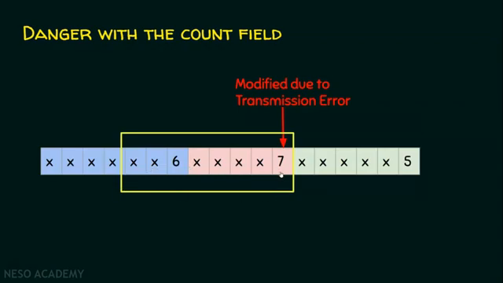But actually this is not the frame that was created by the sender. When the receiver treats this as a frame, that is frame number 2 in this case, this is a framing error. We don't expect our receiver to create the frame like this. This is the danger with the count field.